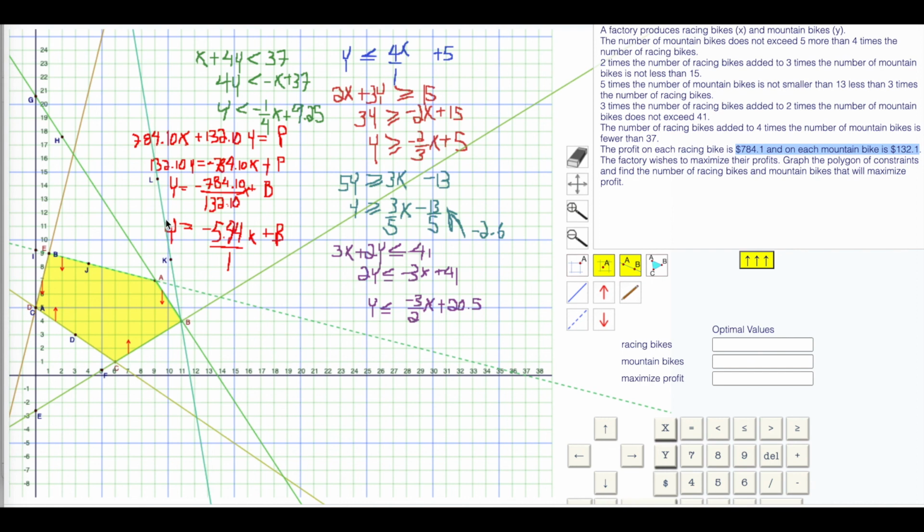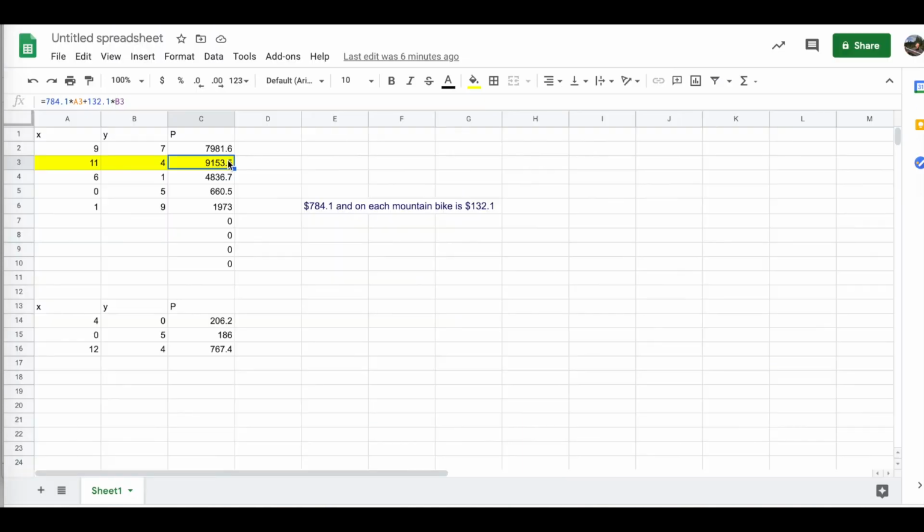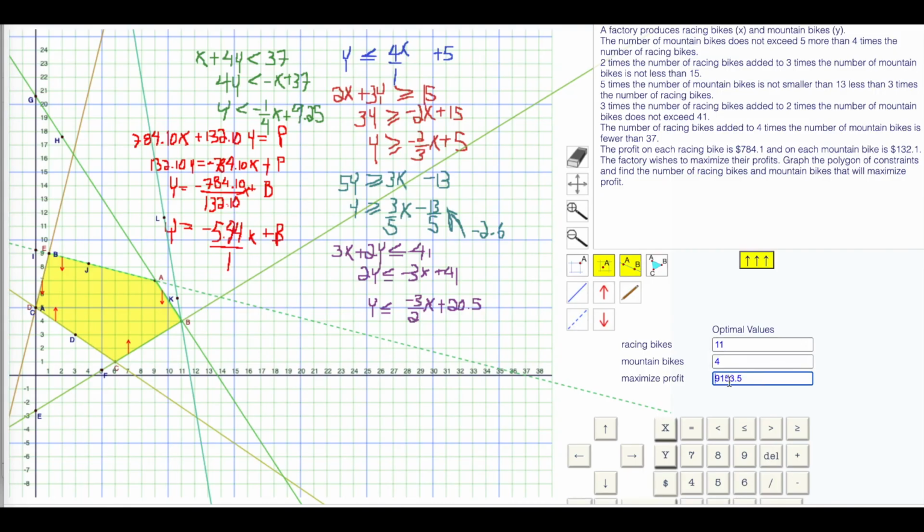Then you have to test which one is your maximum, which one is your minimum. In this case, we can tell that this is going to be the minimum and this is going to be the maximum. Let's put these values in. It's going to be at 11, 4. 11 racing bikes, 4 mountain bikes will give us our maximized profit. It was $9,153.50. I need a dollar sign in front of that.